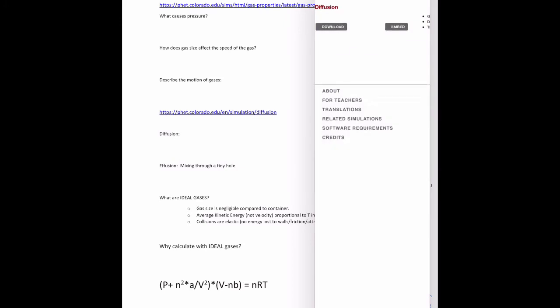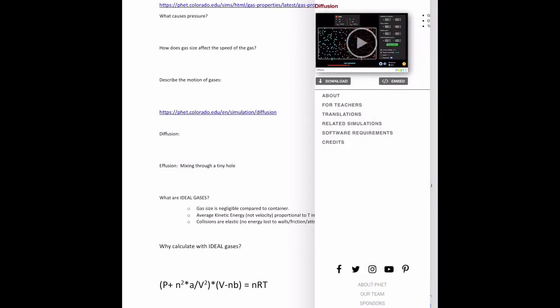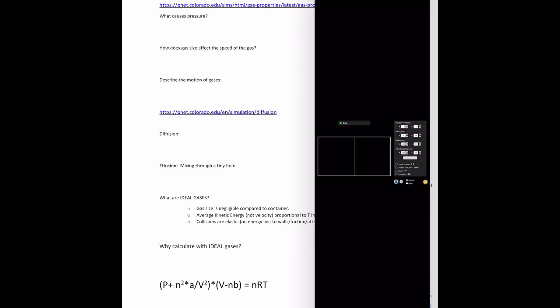And then this simulation here shows how you mix things. And so again, let's give it 20 particles on one side and 20 on the other, and see what happens when you push that green remove divider button. And you can describe what happens. And then effusion is where you're mixing through a tiny hole. And just see if you can imagine what happens. We'll show in class what happens with that one.